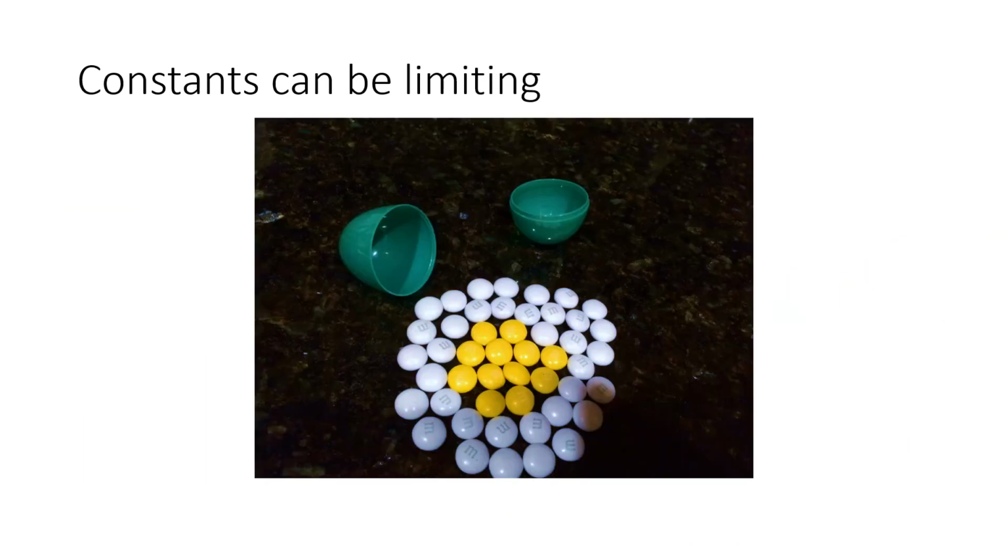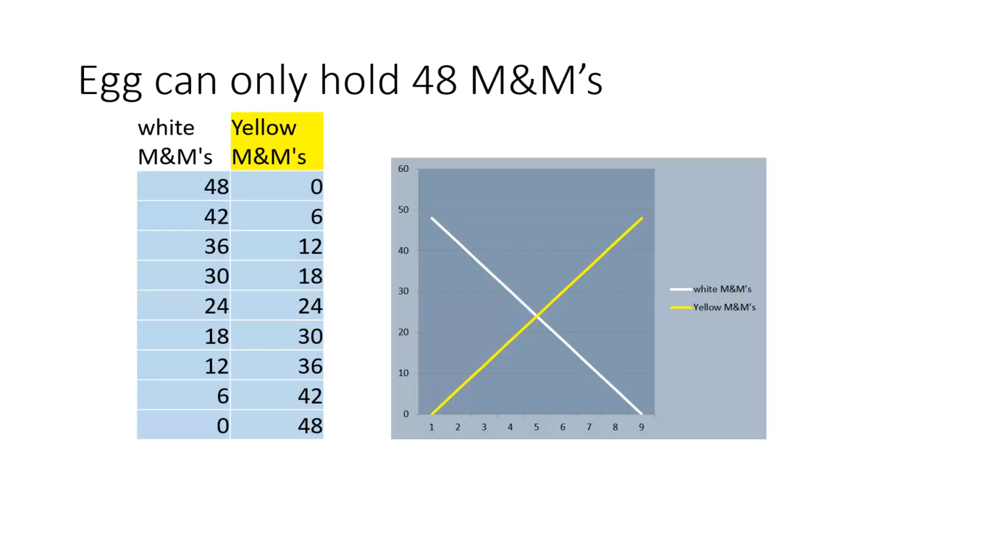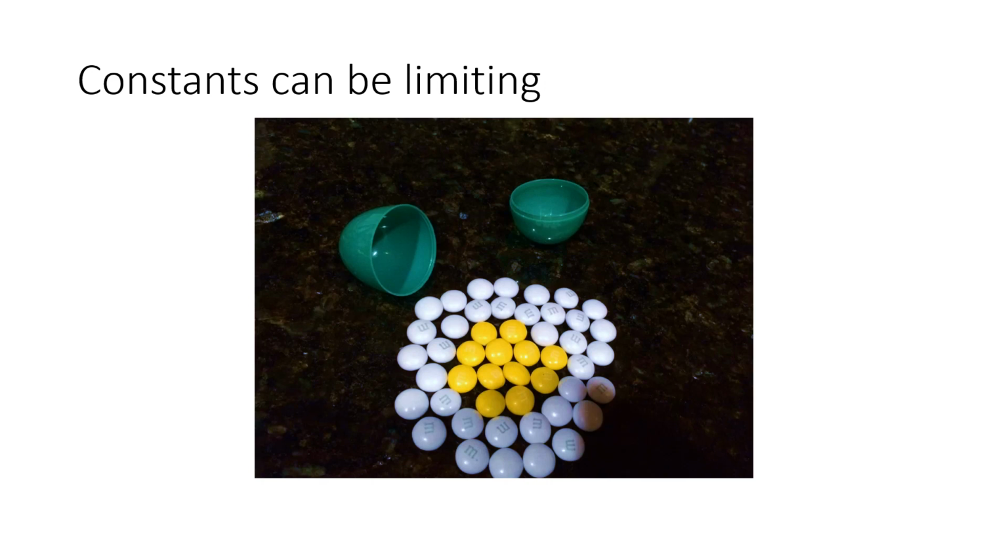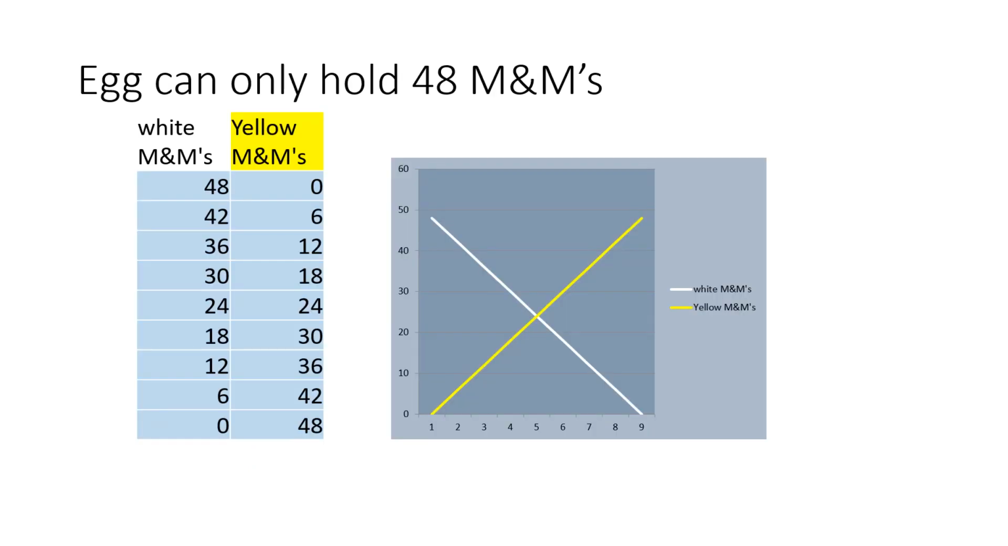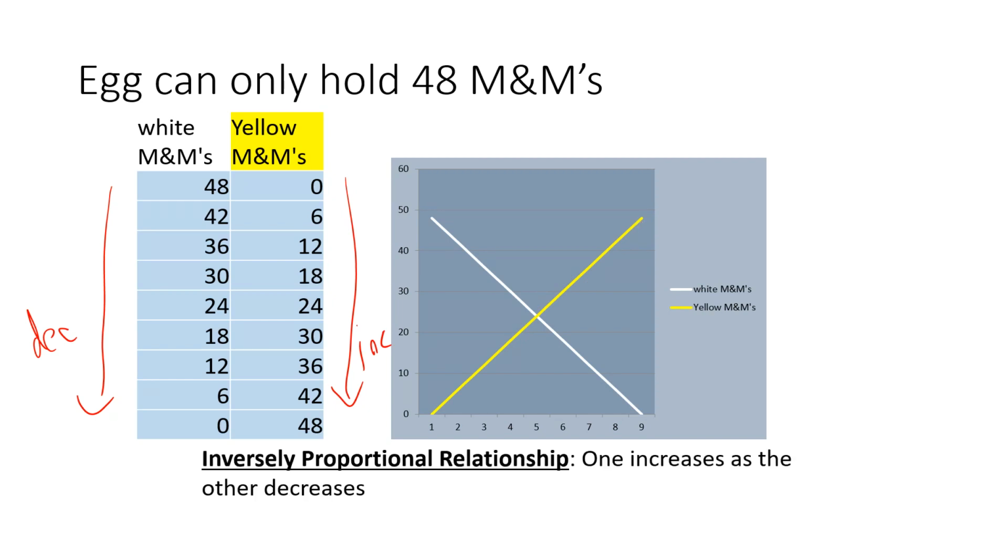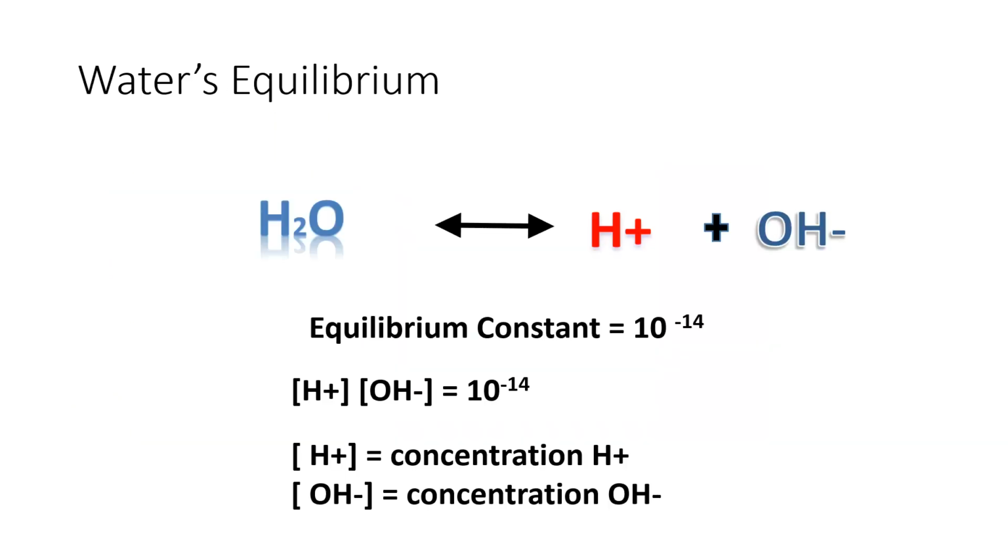Okay. So let's talk about, we've talked about how constants can be limiting. I'm pretty sure we did this already. So this was originally thought of about pH. If the Easter egg thing there can only hold a certain number of yellow and a certain number of white, anytime I want to put more yellow in, I got to pull some white out. So as this goes down, this is decreasing, then this has to be increasing to make up for the space that M&Ms are losing. So as my number of white M&Ms goes down, my number of yellow M&Ms can go up. We've talked about this already. That's called an inverse proportional relationship. As one goes down, the other one increases.